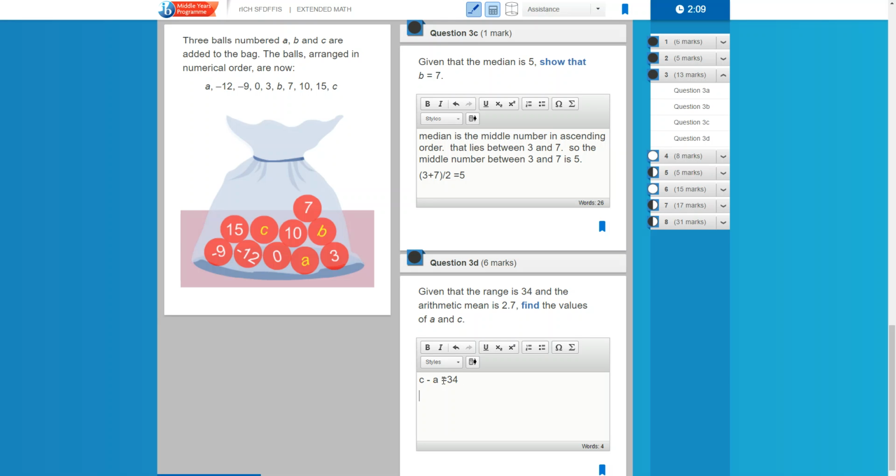Okay. What about the arithmetic mean? How do you work out the mean? All the numbers added together divided by the number of numbers. Yeah. Right, so all the numbers added together. Again, this was not done too badly, it's just that there were some silly mistakes. So we've got A, add negative 12, add negative 9, add 0, add 3, add 7, add 7, add 10, add 15, add C.